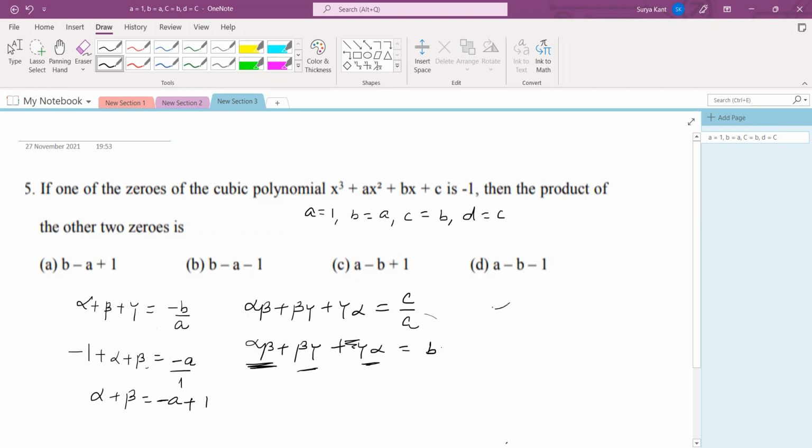Okay. So here again, you should write alpha beta gamma is equal to... No, that third equation is not required. In the place of gamma here, we put minus 1, only in place of gamma. So we'll get alpha beta minus beta and minus alpha is equal to b. And so we take alpha beta equals b plus alpha plus beta.